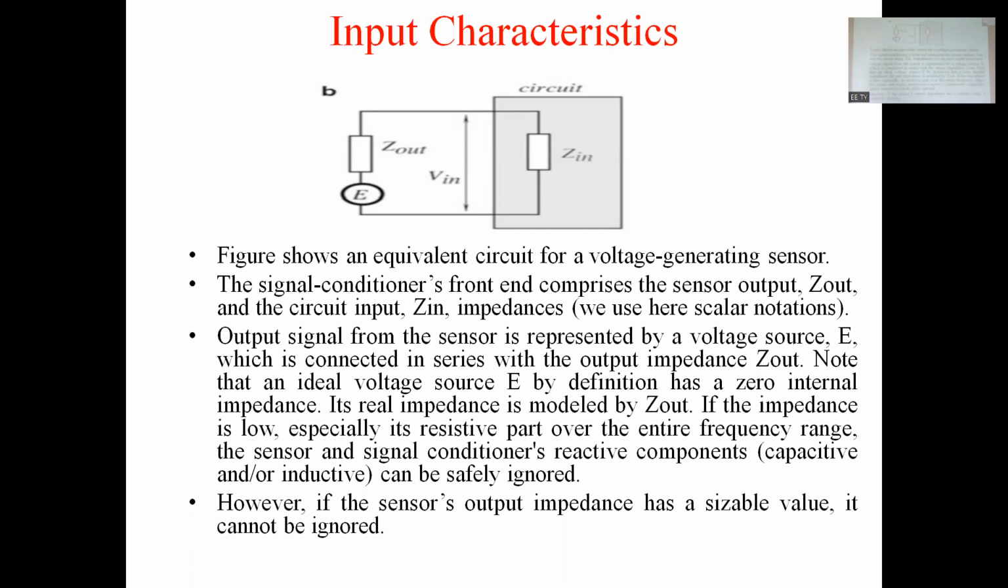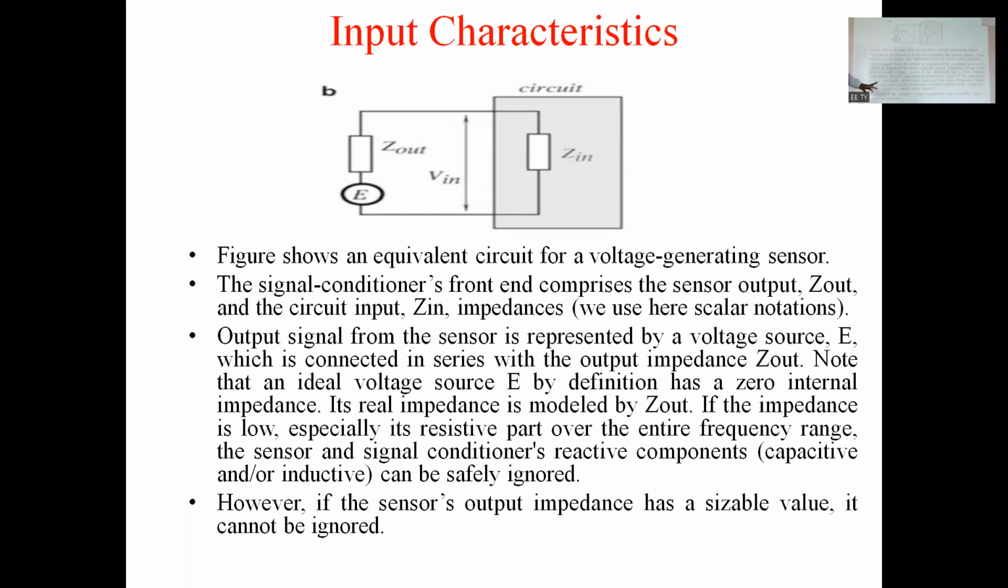So this compares the sensor output with the sensor output impedance Z out and the circuit input impedance Z in. We use scalar notation here. Z out is nothing but the output impedance of the sensor, and Z in is nothing but the input impedance of the interfacing circuit, the circuit's input impedance.